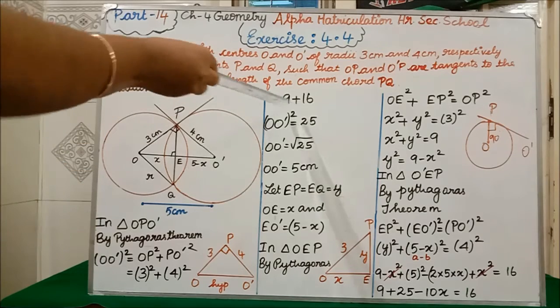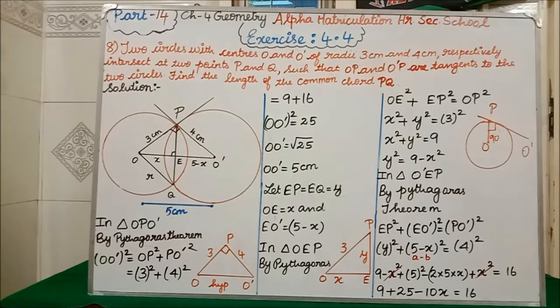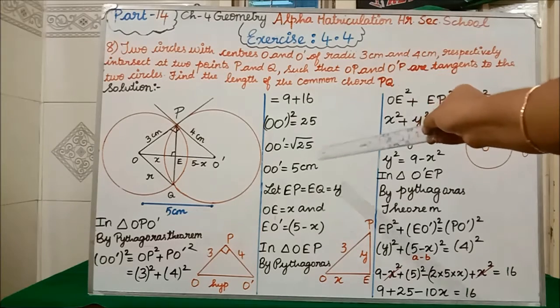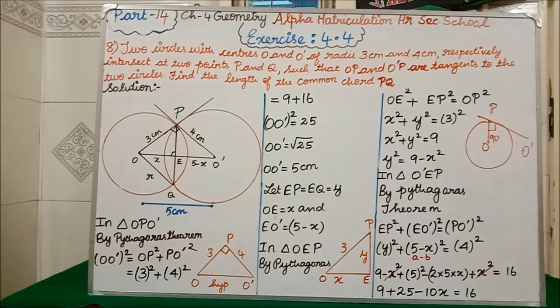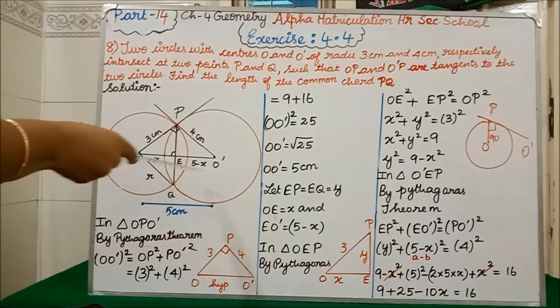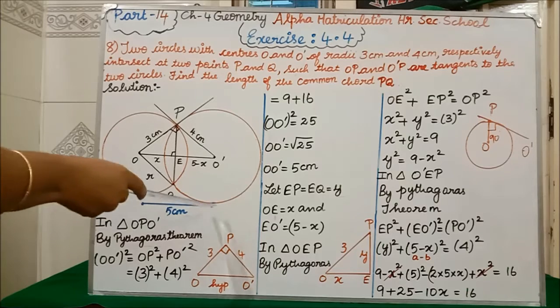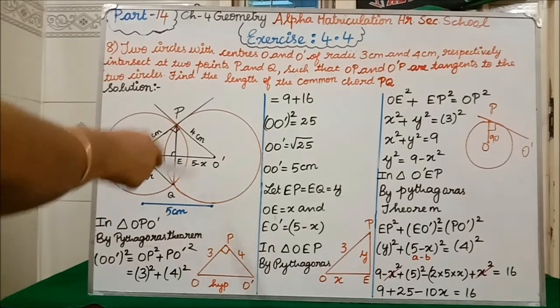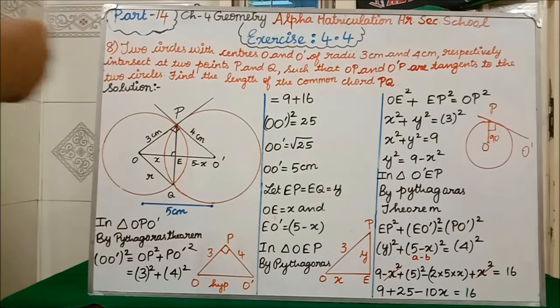3 square is 9. 4 square is 16. So OO dash whole square is equal to 9 plus 16, which is 25. The square goes to the other side and becomes square root, so OO dash is the square root of 25, which is 5 centimeter. I have drawn this full length O to O dash, 5 centimeter, below in blue marker because I don't have space here.